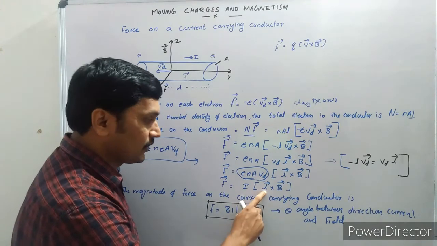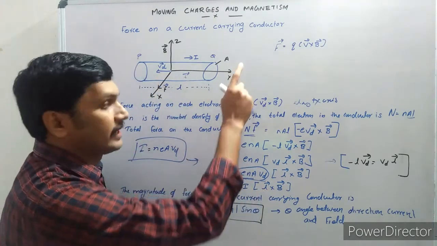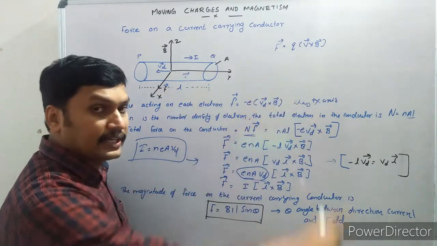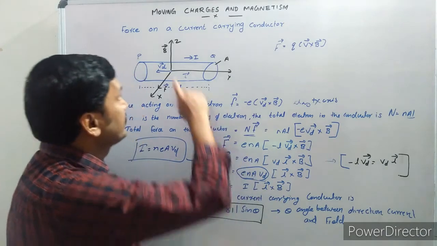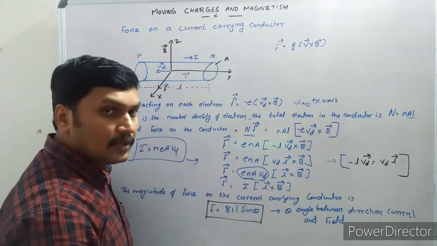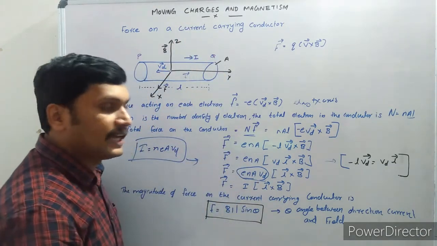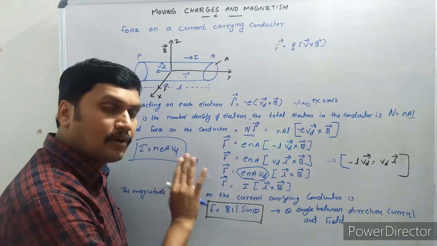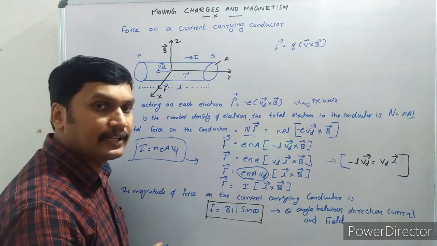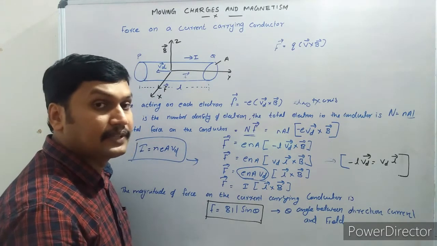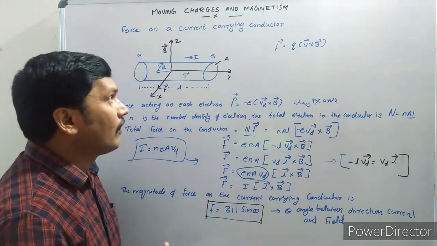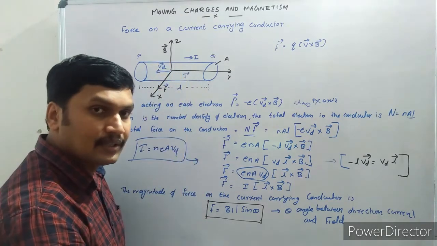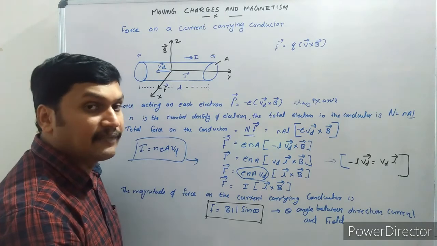What is the direction of L? In the direction of current. L is considered a vector because it has a direction, that is, the direction of current. B in this situation is in this direction. So to find the direction of force acting on this conductor, again we use the same law, Fleming's left hand rule. To find the direction of force acting on a current carrying conductor, we can apply Fleming's left hand rule.